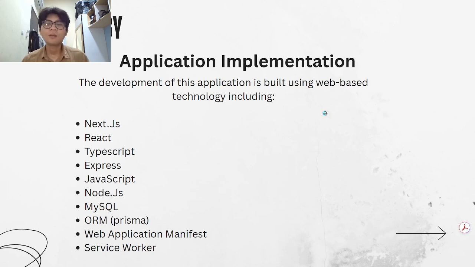Okay, now the application implementation. The application implementation is the development of the application, and we build it using web-based technology including Next.js, React, TypeScript, Express for backend, JavaScript, Node.js, MySQL, ORM, and Web Application Manifest and Service Worker for PWA. So basically, our app is a hybrid between a web application and a mobile application.